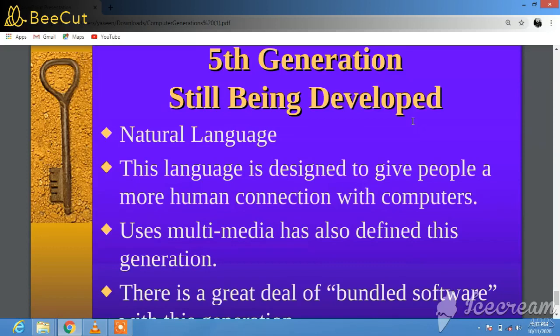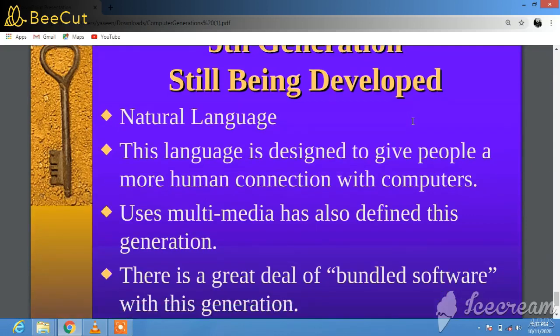In this generation, advancement in superconductor technology occurred. Very powerful and compact computers are available at a very cheap rate. Desktop, laptop, notebook, ultrabook and Chromebook are examples of computers in this generation.